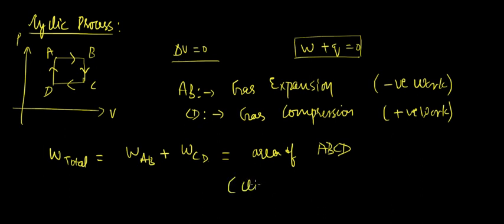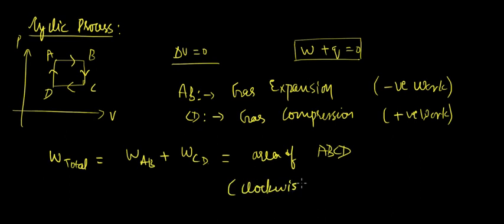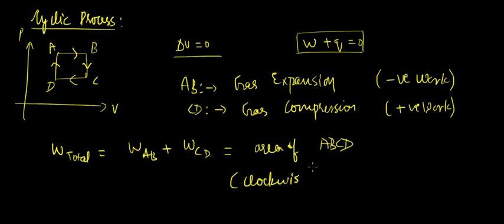Okay, and as the whole process is clockwise, we will be writing negative for the total work done. Okay, this is the sign convention which is followed in cyclic processes. Had it been anti-clockwise, then it would be positive.